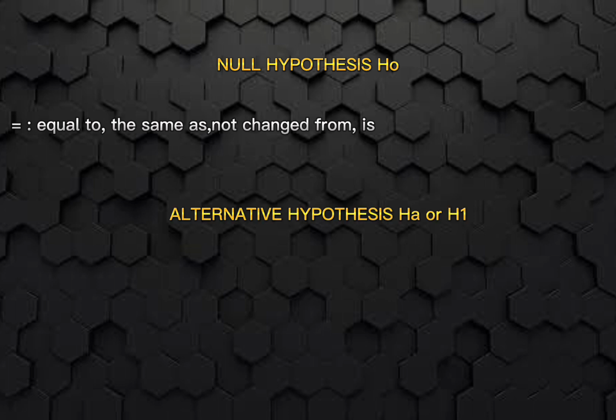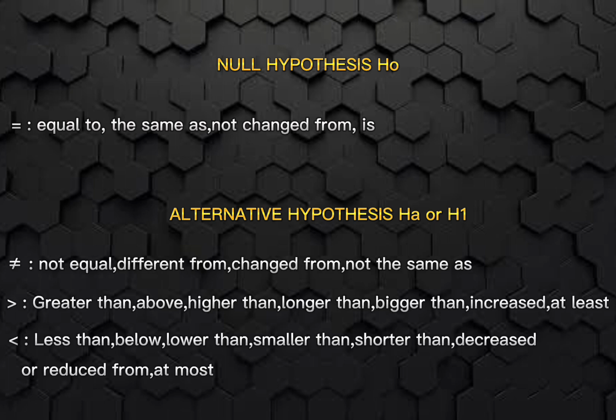Alternative hypothesis. So guys, ano nga yung ginagamit natin na symbol or sign sa alternative hypothesis? Diba not equal, greater than, pati less than. So guys, pag na-encounter natin ang word na not equal, different from, change from, not the same as, yung symbol or sign na isusulat natin ay not equal guys.